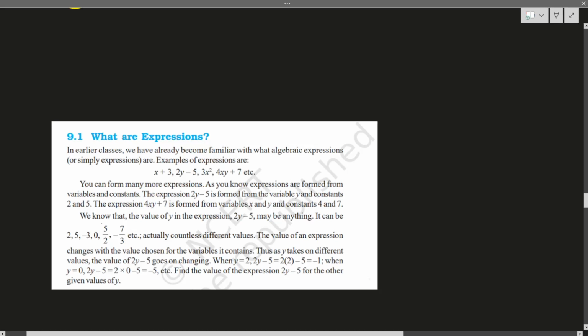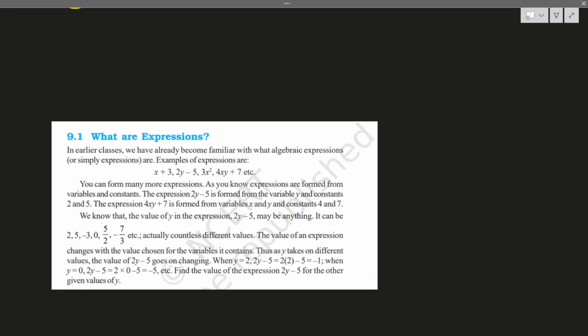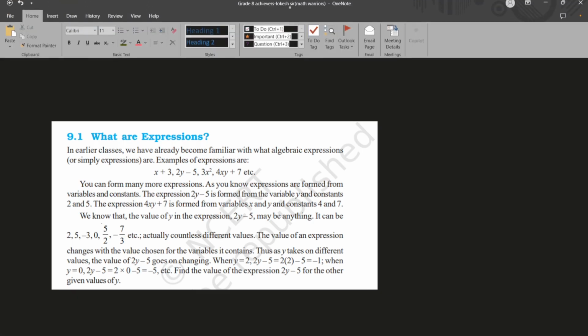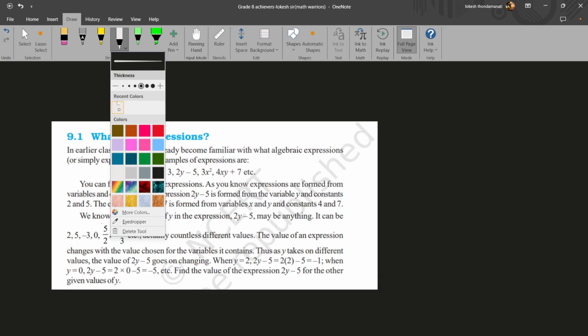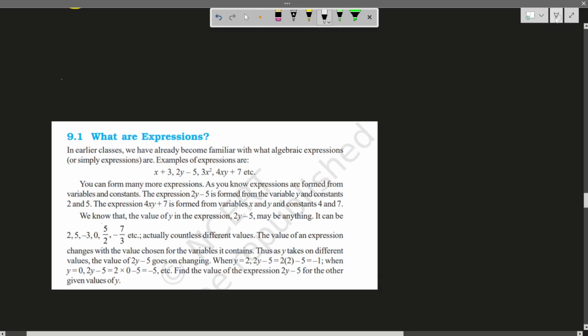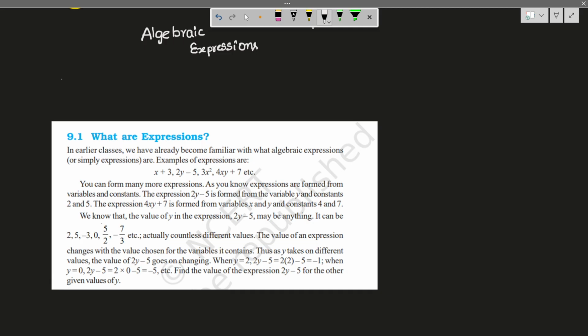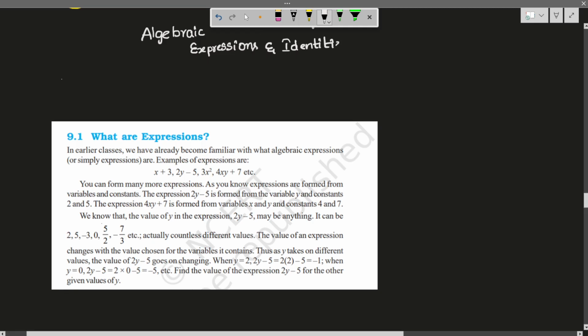Today we are going to discuss the basics of algebraic expressions and identities. So, let me draw with color. Algebraic expressions. And of course, we'll also discuss the identities. Now, what is an algebraic expression?